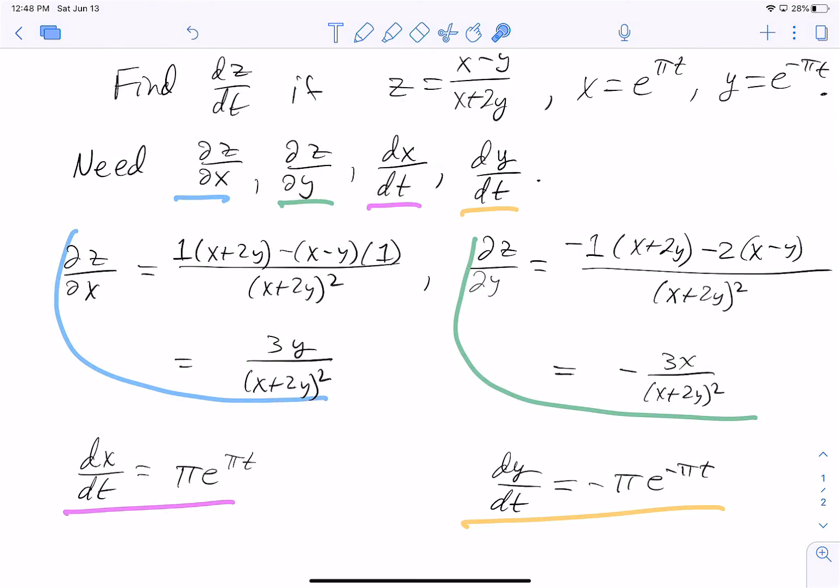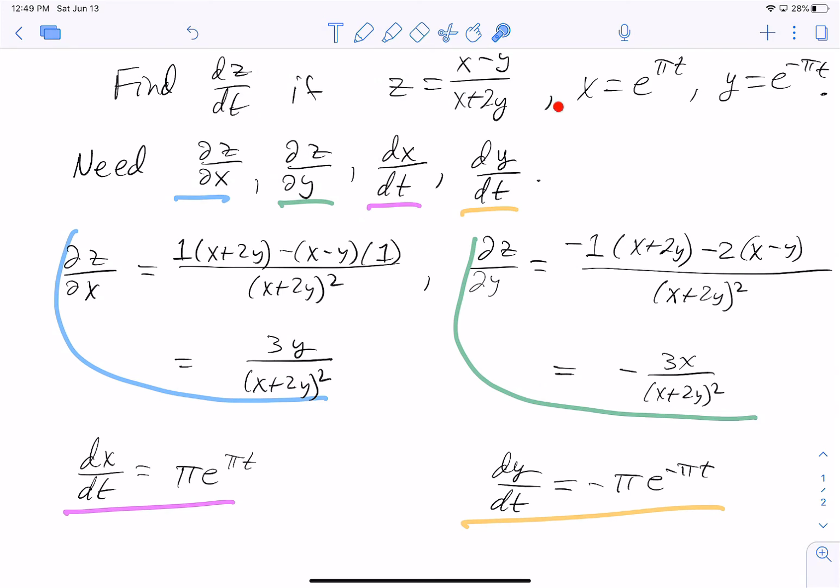For the partial of z with respect to y, we again use the quotient rule, and y is our variable of interest, x is a constant, so when we differentiate, of course, it's with respect to y. -1 times the quantity of x plus 2y minus 2 times the quantity of x minus y, divided by x plus 2y, the quantity squared, which simplifies to -3x divided by x plus 2y, the quantity squared.